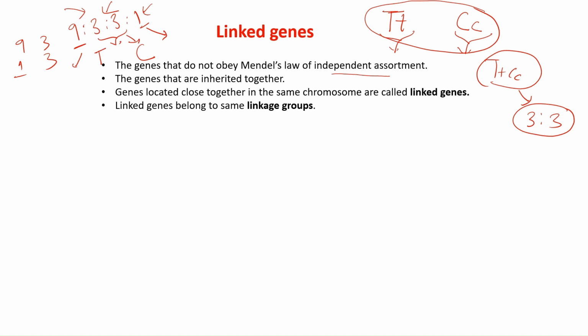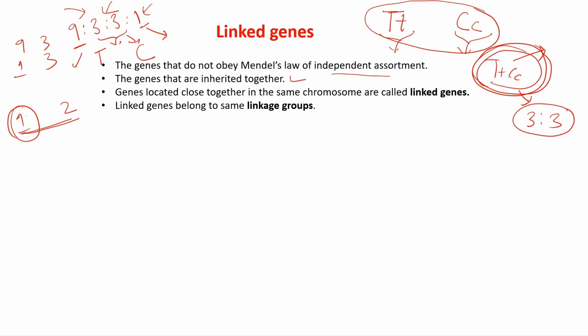So linked genes are the genes that do not obey Mendel's law of independent assortment. These genes are inherited together. That means though they are two separate genes, they will behave as a single gene. So this will be considered as one gene. Within one gene, recombination cannot happen. Recombination can only happen between two genes. One gene is present here, the second gene is present here. So recombination can only happen between two genes. Within one, recombination cannot happen.